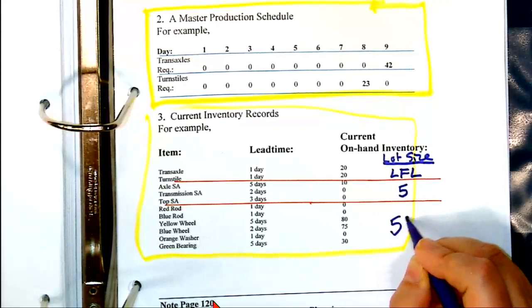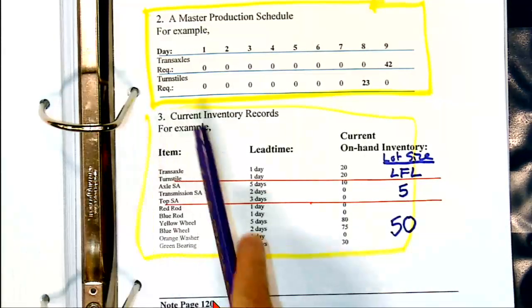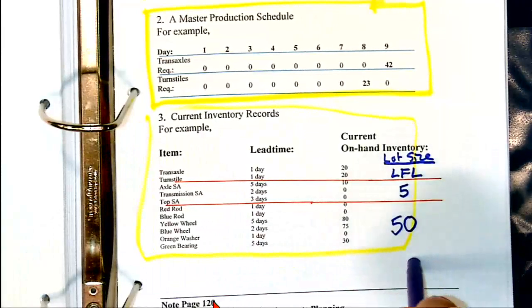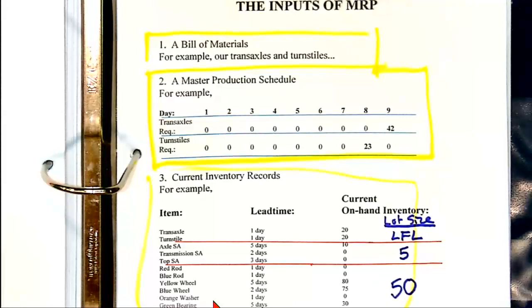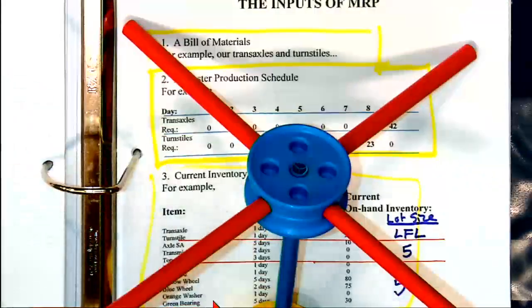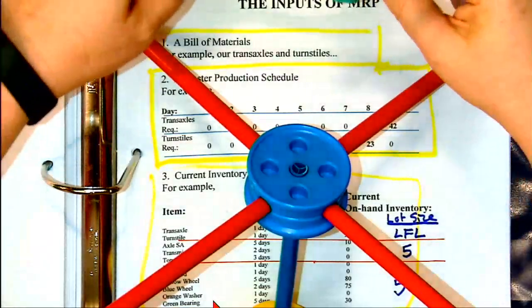And then let's stay with that example with just the 1 yellow wheel. Let's say that any of these parts come in boxes of 50, so the lot size is 50. There. Now we have absolutely all the data that we need, keeping with this one example, to change it into an actual full MRP problem.